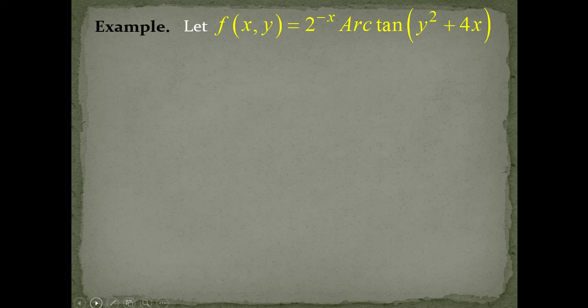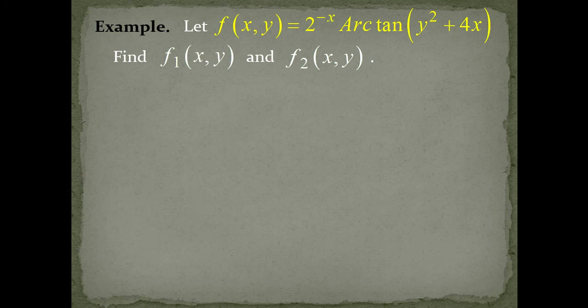So this time we are going to solve this problem that I had told you last time in our last video to practice. Okay, so here we are given the function f of x and y equal to 2 to the minus x times arctangent of quantity y squared plus 4x. So arctangent or inverse tangent.